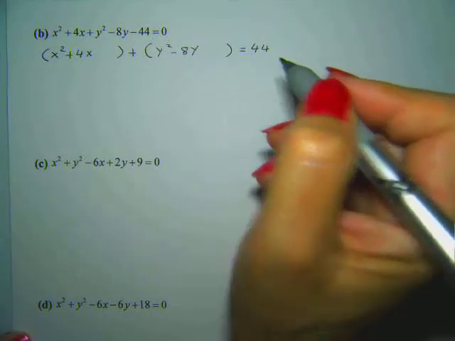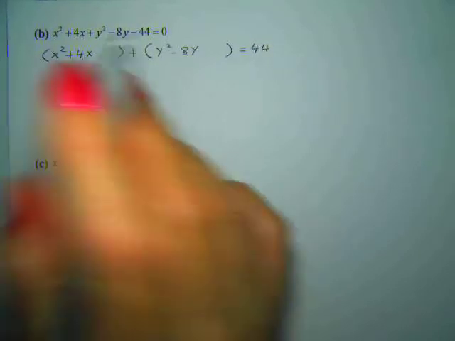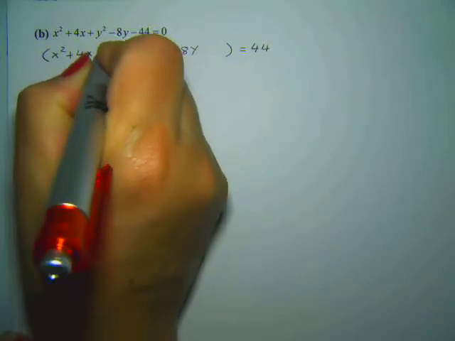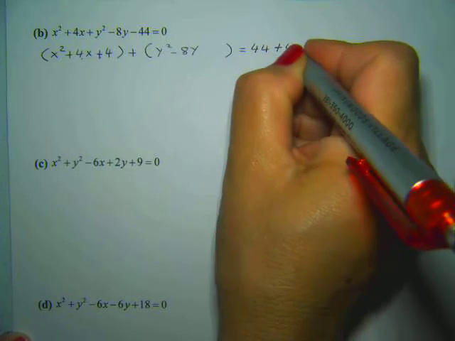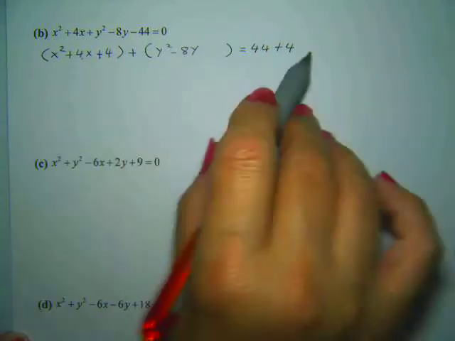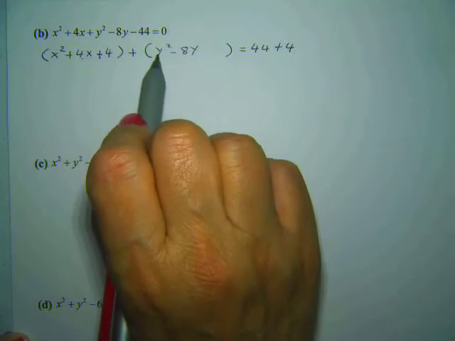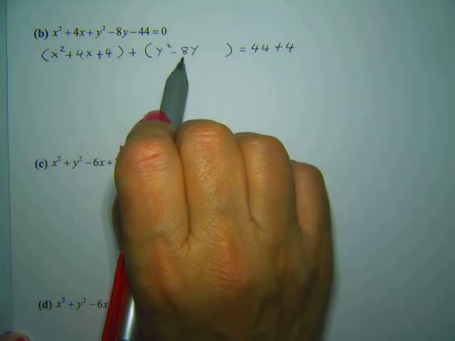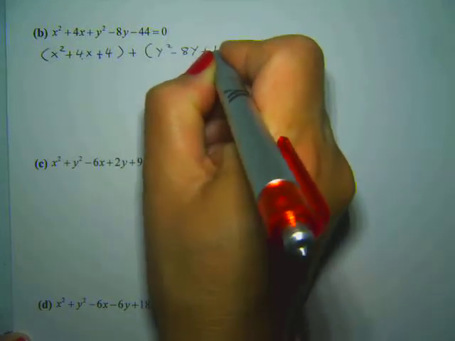Now we're going to complete the square in the x's. Take the coefficient of x, divide by 2 is 2, and square is 4. And now what we do is add the 4 to both sides of the equation, because you cannot add it to only one side of the equation. Same thing with the y squared minus 8y: take the coefficient of y, which is 8, divide by 2 is 4, and square is 16.